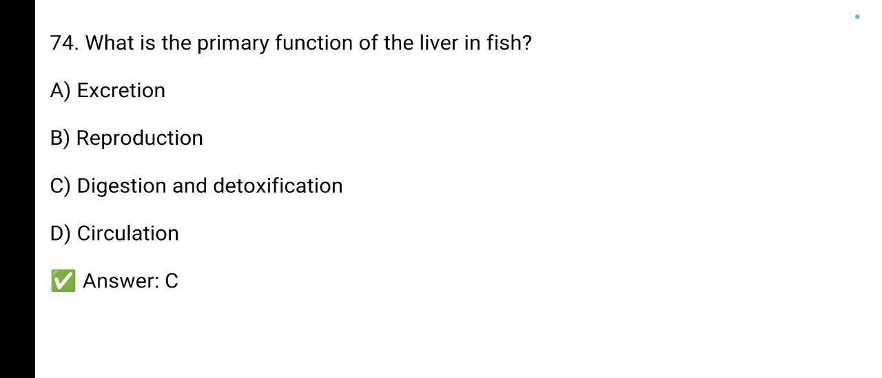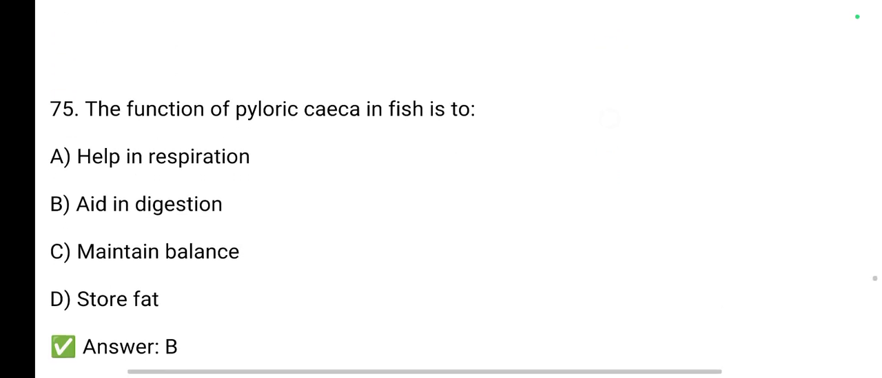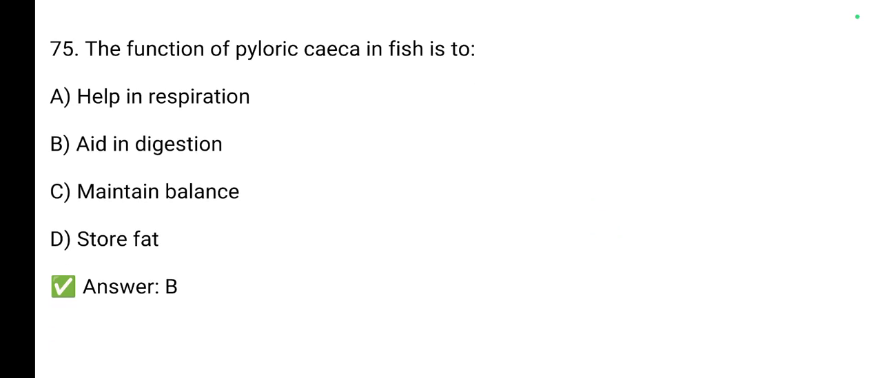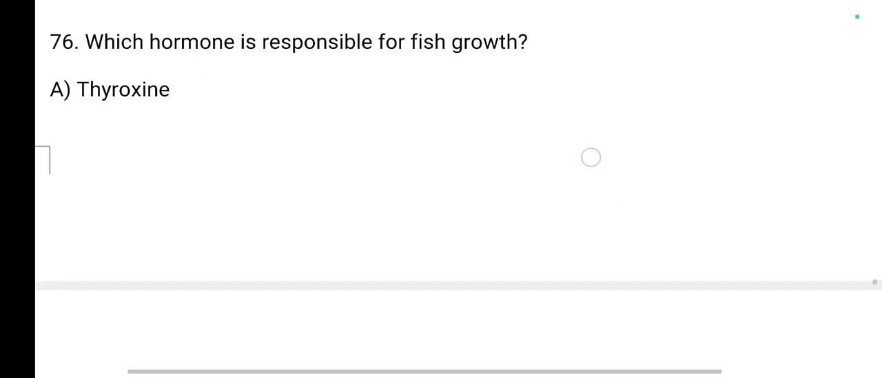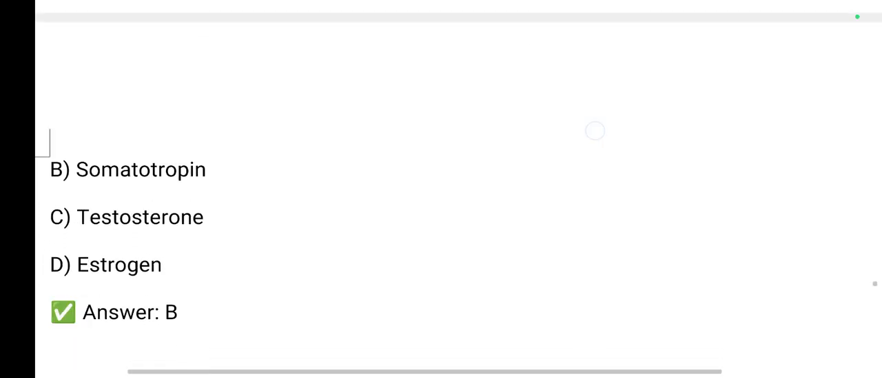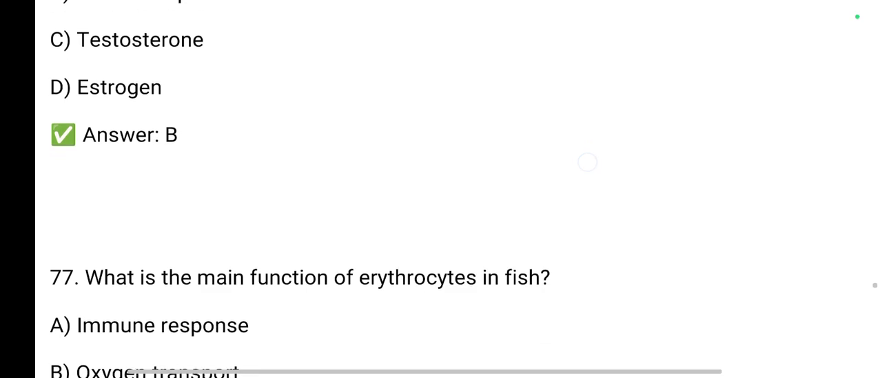What is the primary function of liver in fish? So the answer will be option C, digestion and detoxification. The function of pyloric ceca in fish is to aid in digestion. Which hormone is responsible for fish growth? So the answer will be option B, somatotropin.